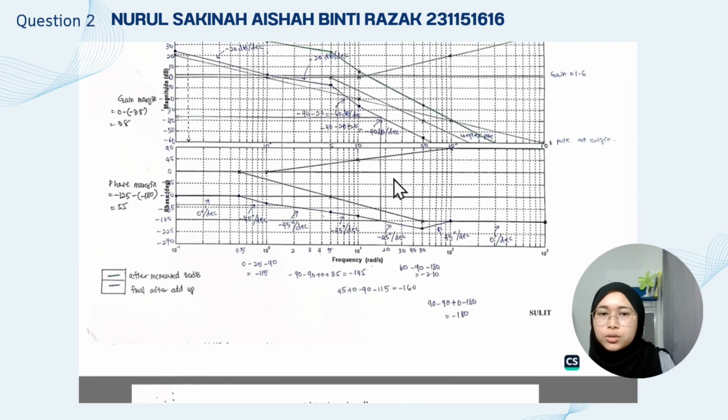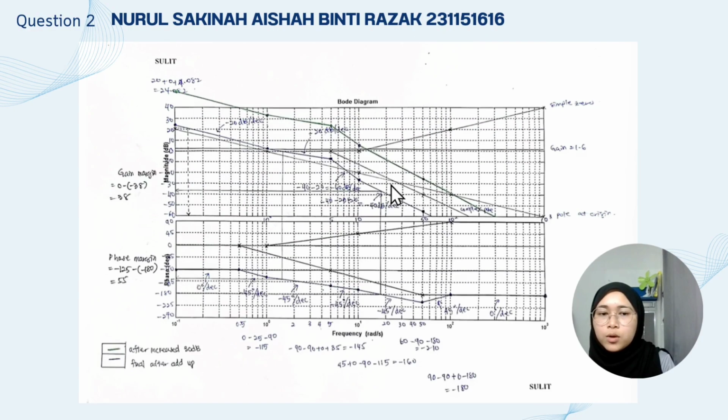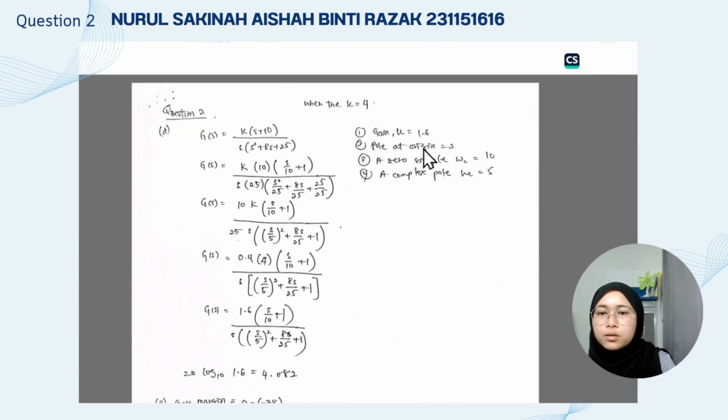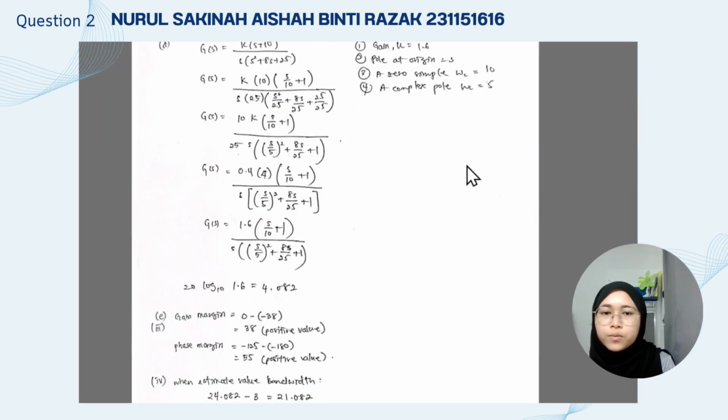So I draw here. First of all, I list out the 4 steps before drawing. After that I got the 4.08, and then I draw here, and also the same for the pole at origin, which I draw from the 20 dB until the 1000 here, because of the 10 scale, and then multiply with another 10 scale and another 10 scale, until we get 1000 here.